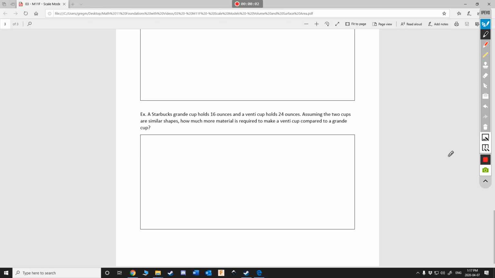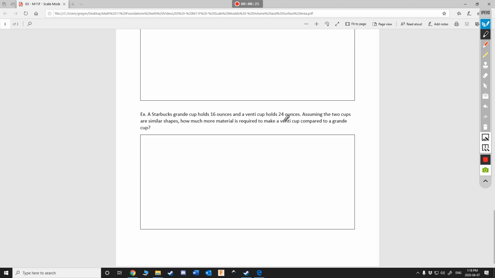Okay, so this is our last question. It says Starbucks Grande cups hold 16 ounces, and the venti cup holds 24 ounces. So that's volume. If we compare those, what we first recognize is that's a k cubed value that we're going to solve for. The question is, assuming the two cups are similar shapes, how much more material is required to make a venti cup compared to a Grande cup?